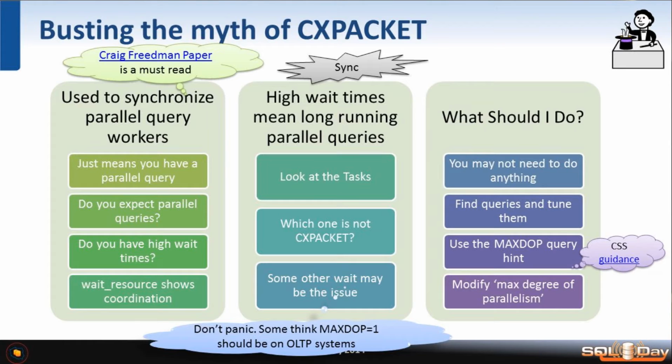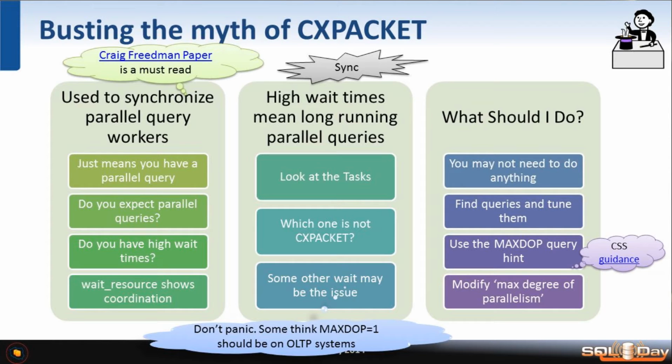So high wait times just mean this. If you get a high wait time for CX packet, it just means you have a long running parallel query. And when you have this scenario, you're going to need to look at the tasks involved in the query or the request to figure out maybe what's going on. And the number one thing I do when somebody is looking at this is I say, go look at the tasks and tell me which one is not CX packet wait. We'll show you an example here in a second. And so you might have some tasks that don't have that wait, and it could be another wait that is the problem. And we're going to see an example here in a second for that.